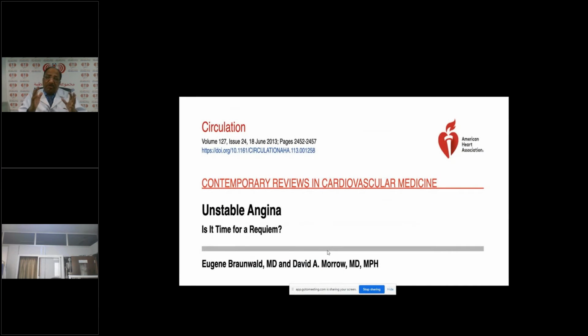Now, with the advent of cardiac troponins, the diagnosis of unstable angina has become very rare, because in most of the acute coronary syndromes, there will be some diagnostic elevation of cardiac high sensitive troponin, and hence they are diagnosed as myocardial infarction or NSTEMI.